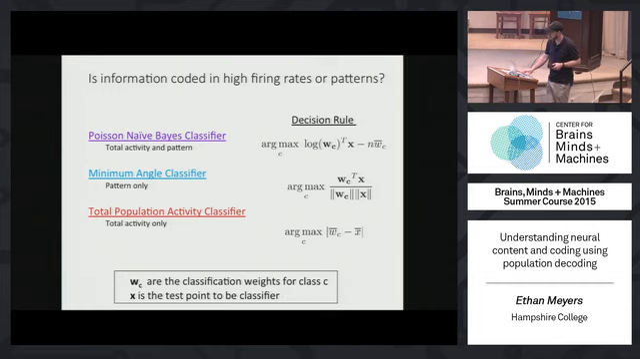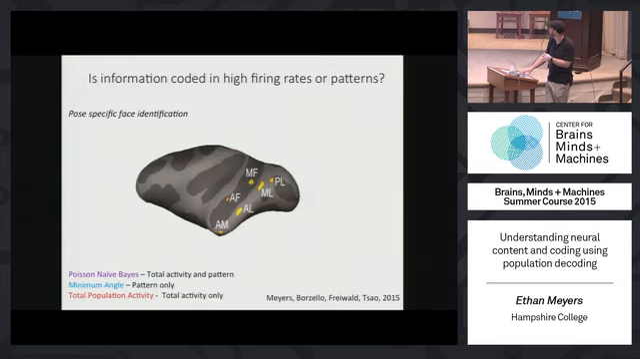So let's see how these classifiers compare to each other to see where the information is being coded in the activity. Again, I'm going to use this study from Doris and Winrich, where I'm looking at the pose-specific face information, just as an example. This is decoding those 25 individuals when they're shown, trained, and tested at the exact same head pose.